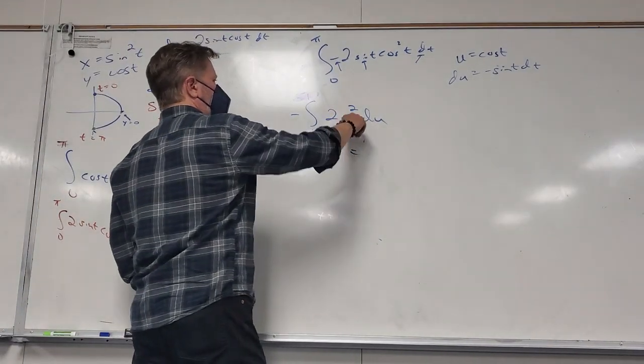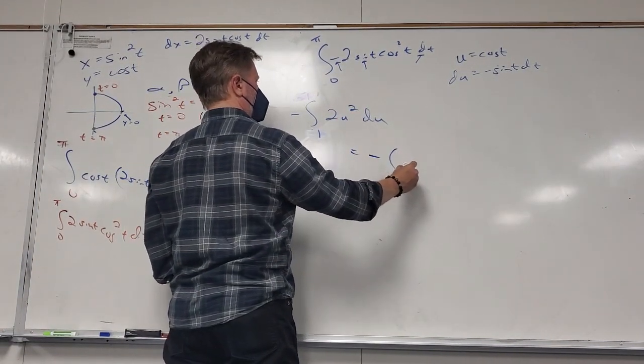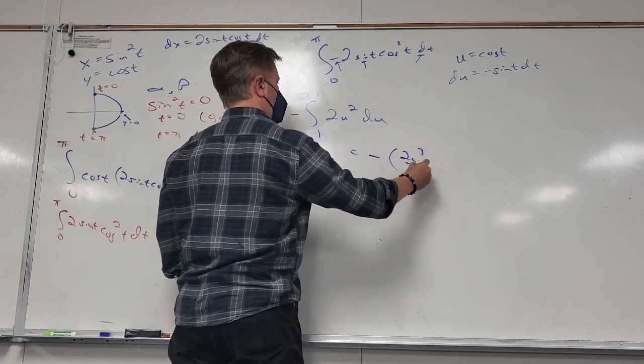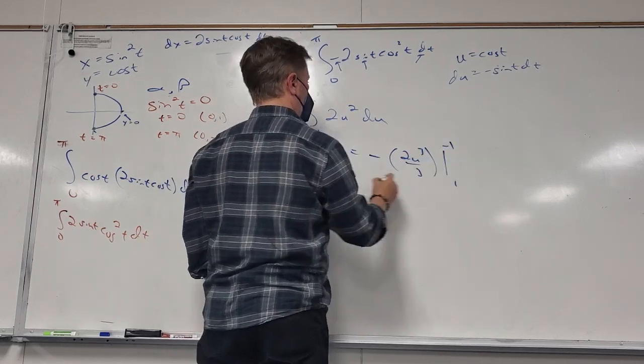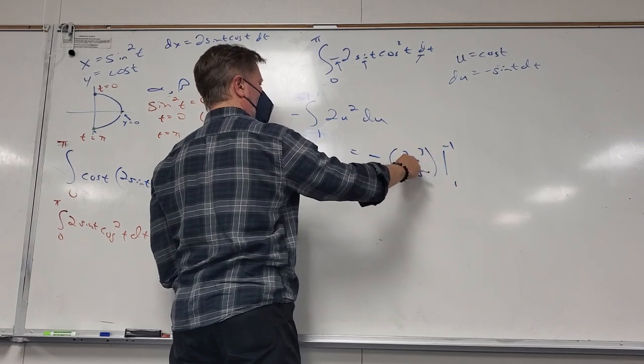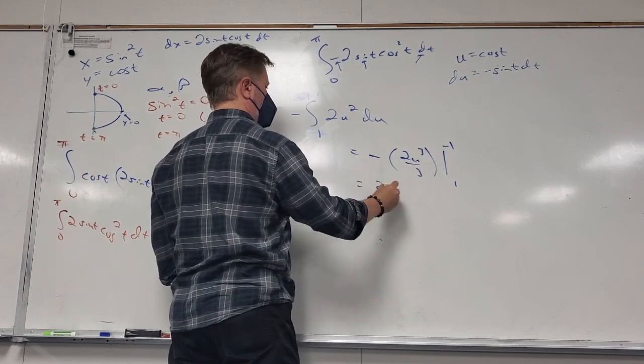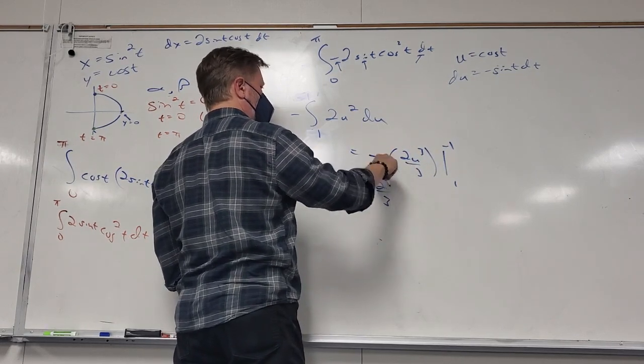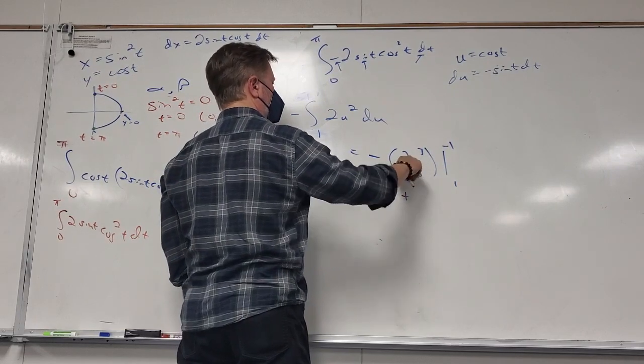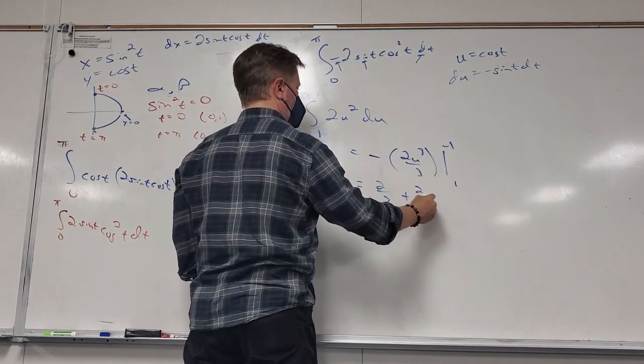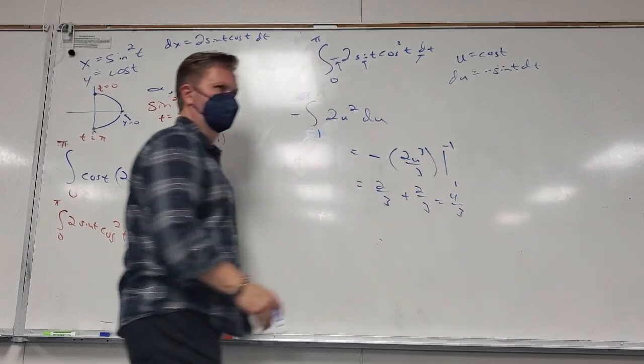What's the integral of 2u squared? Cool. From 1 to negative 1. So when I put negative 1 in, I get negative 2/3, times negative is 2/3. Minus a negative, so plus 2/3 times 1 cubed, so 2/3. I get 4/3.